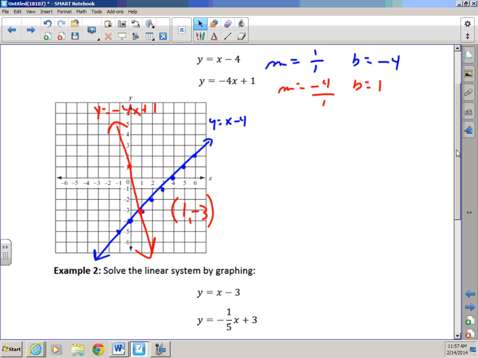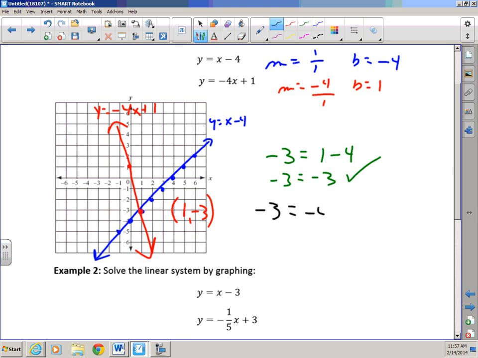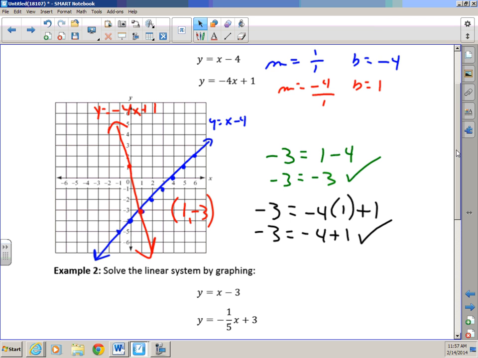Okay? And now to show you how you would check it, I put negative 3 in for y, 1 in for x into the first equation. It works. I put negative 3 in for y, 1 in for x in the second equation. And that works. And now I know for certain I got it correct. All right, let's go to the second one.